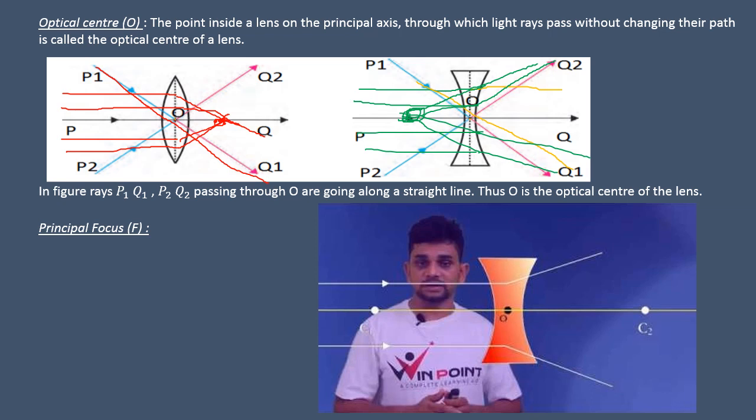So I hope you have cleared up the principal focus. To get more idea about the principal focus, I have given two more websites here. You can click on this YouTube link. This is for the convex lens and this is for the concave lens. You can visit these two sites and get more idea about the principal focus. Let's move to the next slide, the focal length, the last part of the slide.